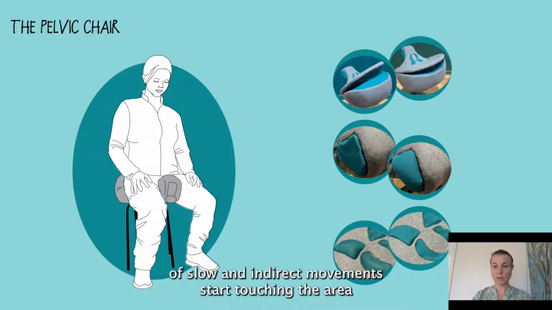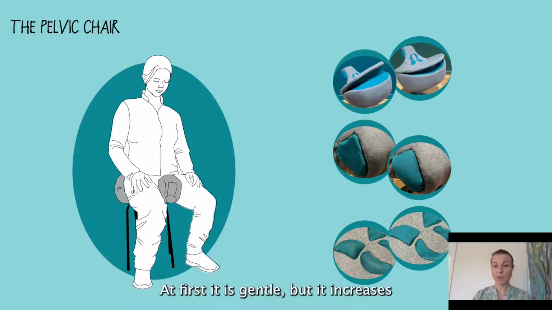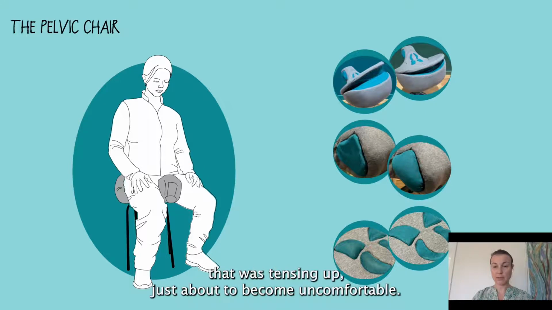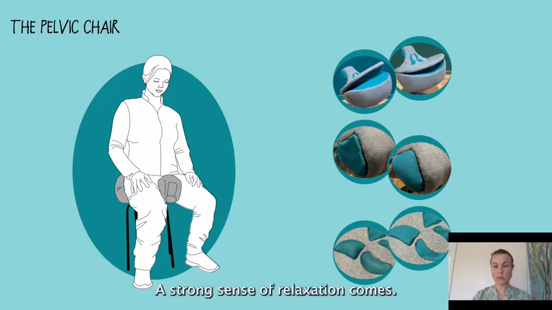Next, a subtle, slow and indirect movements start touching the area underneath your pelvic floor and your sitting bones. At first, it is gentle, but it increases in strength and lifts your whole pelvic floor. You can feel the tension, as if it was your pelvic floor that was tensing up. Just about to become uncomfortable, the air gets released and your pelvic floor sinks with the movement. A strong sense of relaxation comes in.